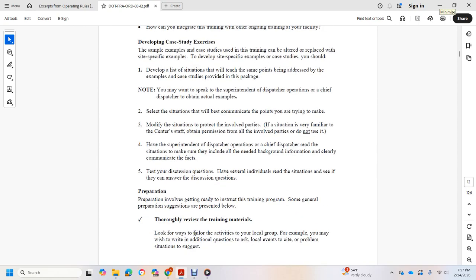Preparation involves getting ready to instruct the training program. Some general preparation suggestions are presented below. Thoroughly review the training materials. Look for ways to tailor the activities to your local group. For example, you may wish to write additional questions to ask, local events to cite, and problem situations to suggest.